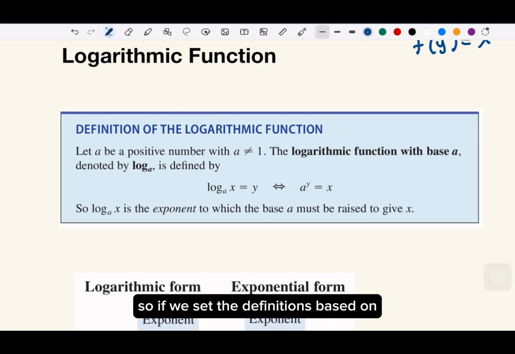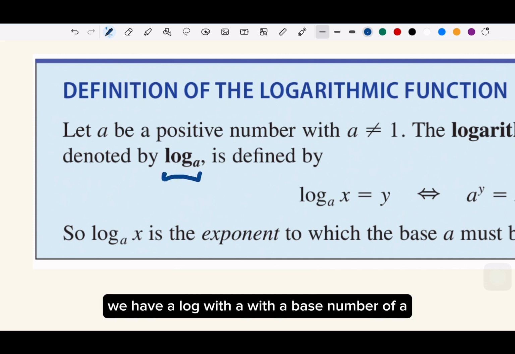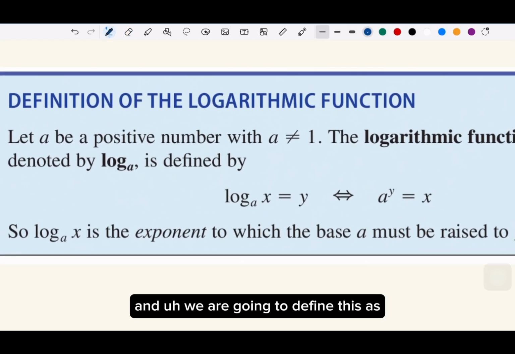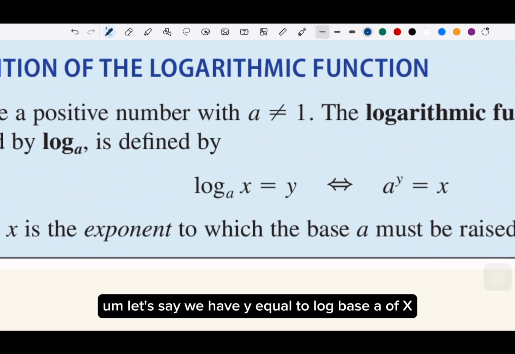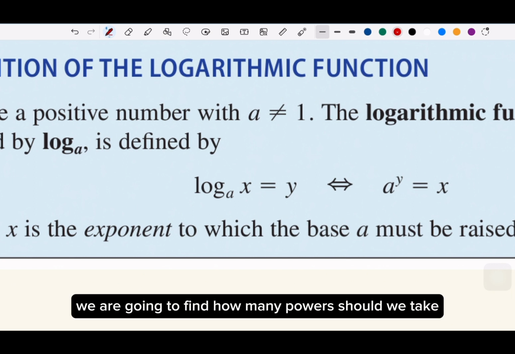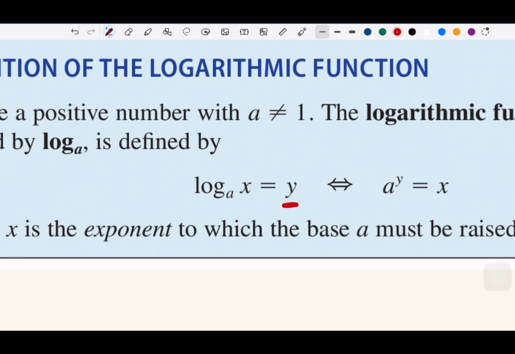So if we set the definitions based on, let's say, a base a, and we denote the logarithmic function with that base as log with subscript a. This means we have a log with a base number of a, and we define this as y equal to log base a of x. Then this is actually the base a with power of y is equal to x. So in logarithm, we are going to find how many powers we should take of the base to make x. We are raising a to the power y to make x.